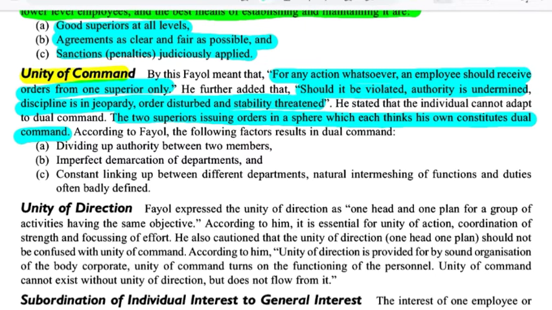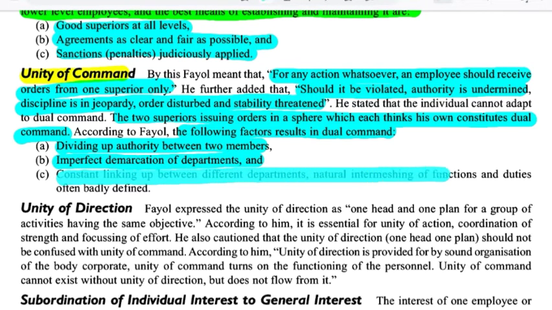According to Fayol, the following factors result in dual command. If there is a dual command in the organization, then the following will be the result: dividing up the authority between two members, imperfect demarcation of departments, constant linking up of different departments, and natural intermeshing of functions and duties that are often badly defined. So these were the results if there is a dual command in the organization.